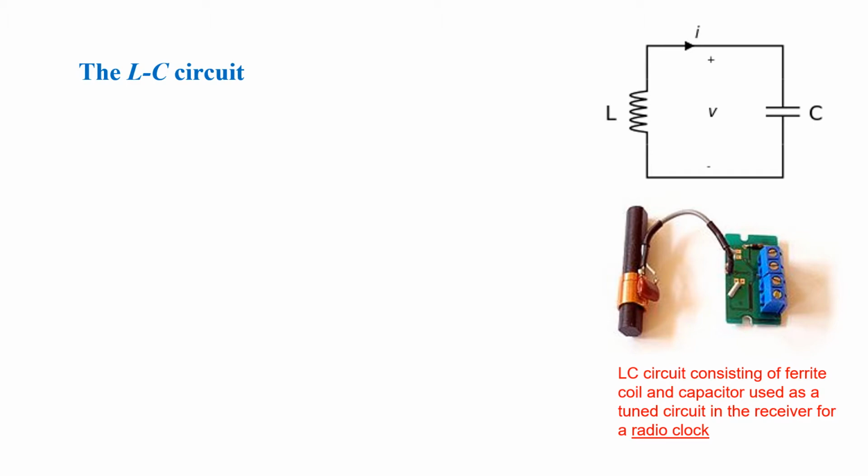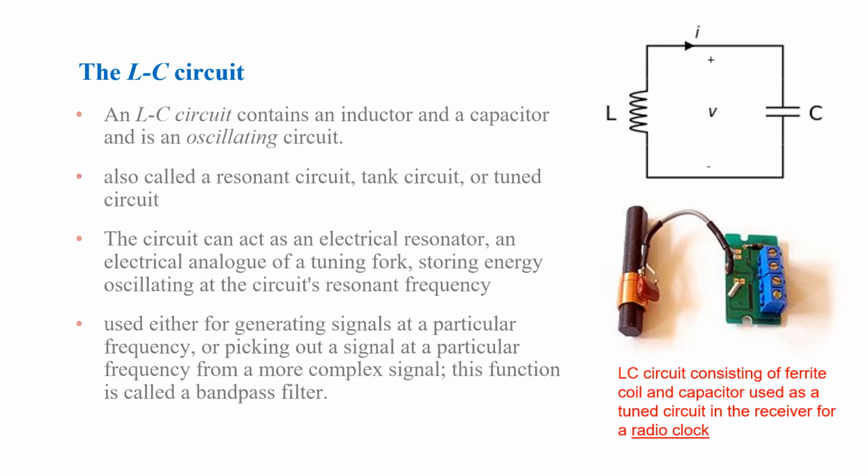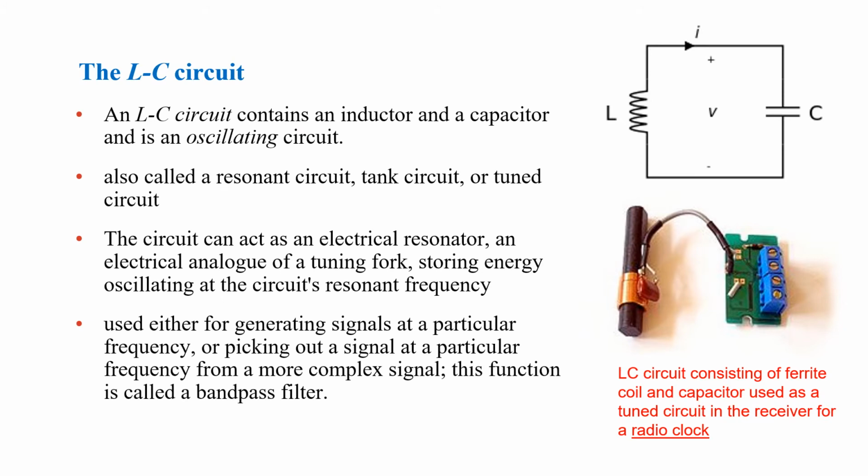Now let's talk about your LC circuit. An LC circuit contains an inductor and a capacitor and is an oscillating circuit. What you have here is an example of an LC circuit. You have an inductor and then a capacitor. It is also called a resonant circuit, a tank circuit, or a tuned circuit.